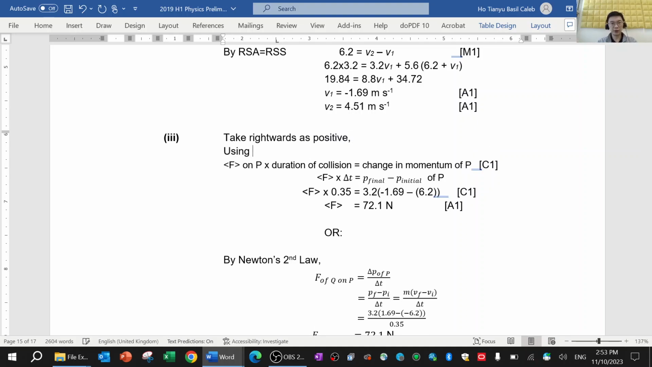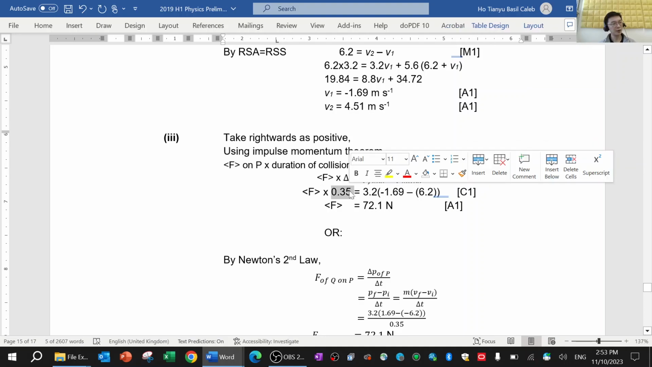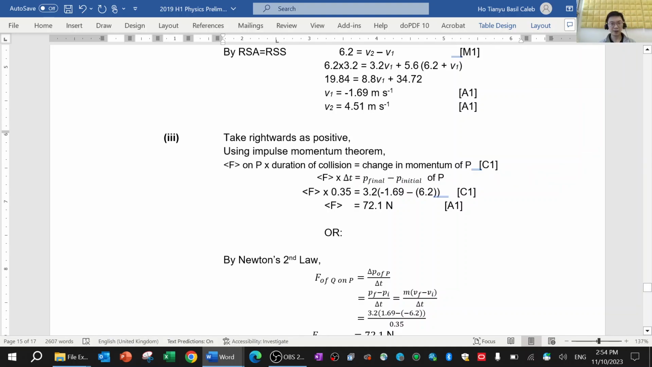Using the impulse momentum theorem, the force times delta T equals the change of momentum of P, right? No problem. So that's the word equation. Then this is the symbol equation. Then we substitute. Delta T, if you look at page 18, part C, third line, you'll see delta T as 0.35 seconds. That's why there is a lot of information finding. If you've done it beforehand, it will make your life a lot easier.